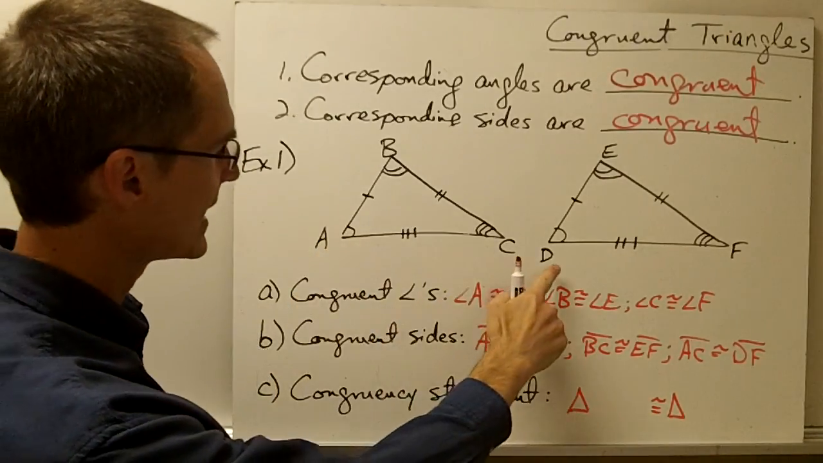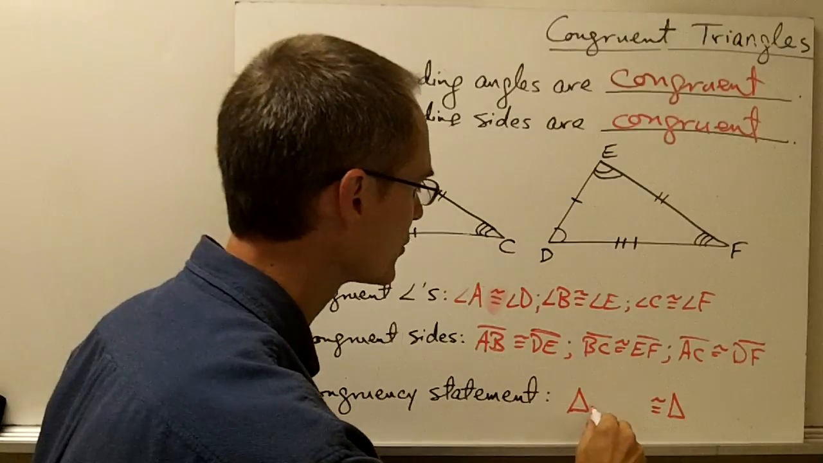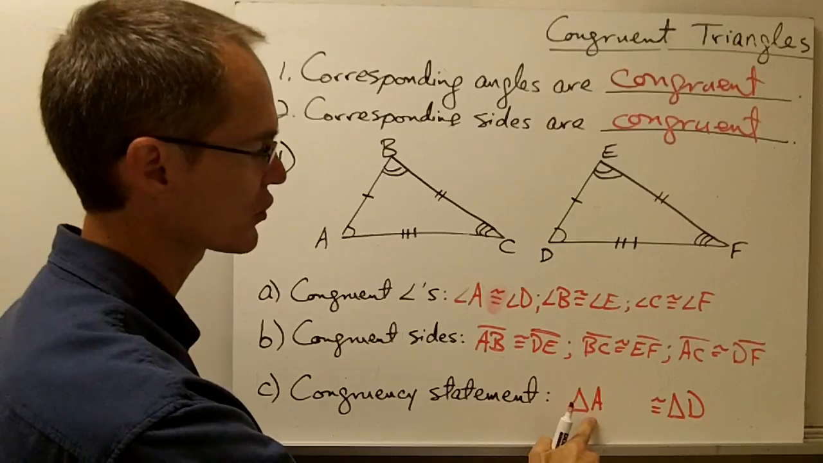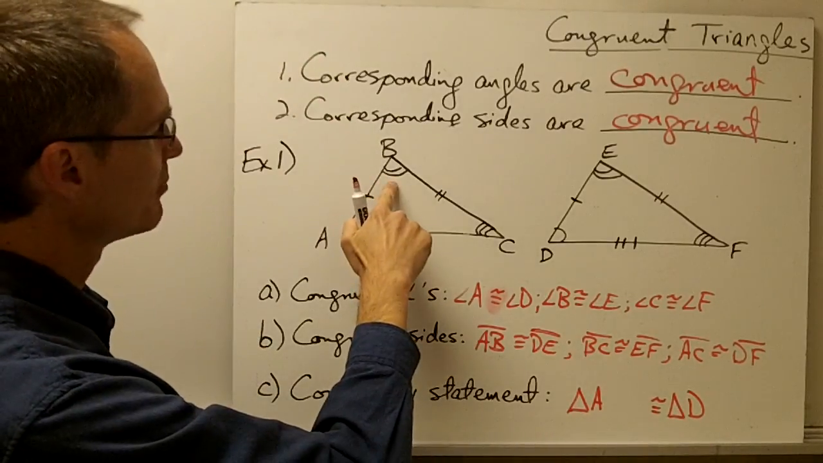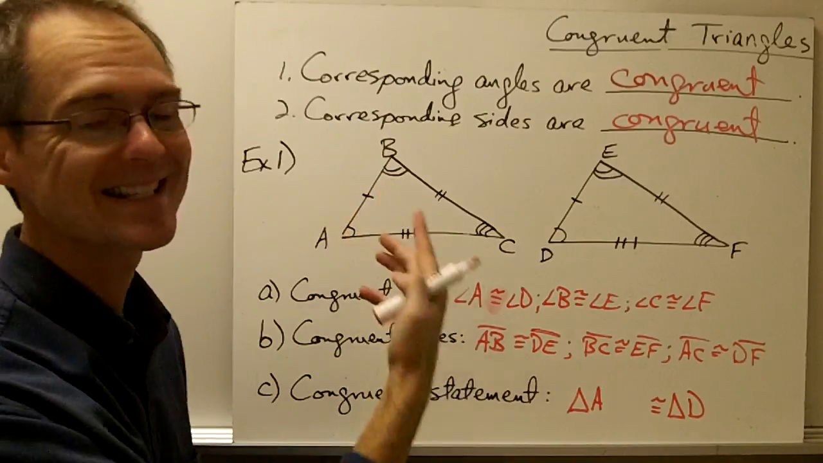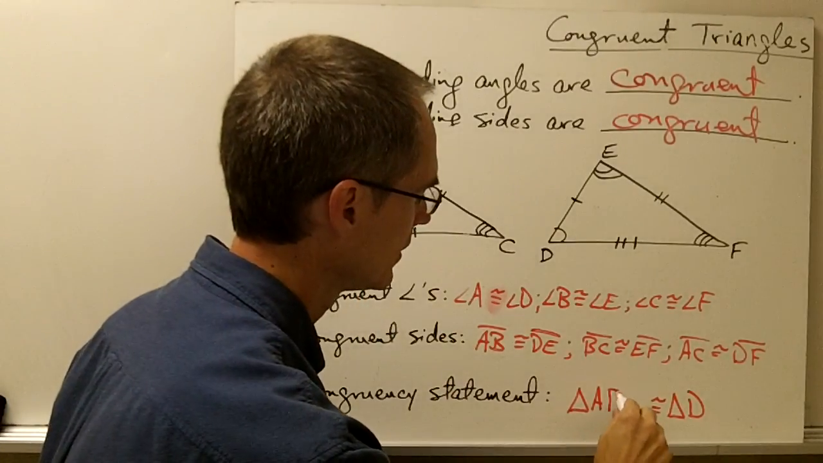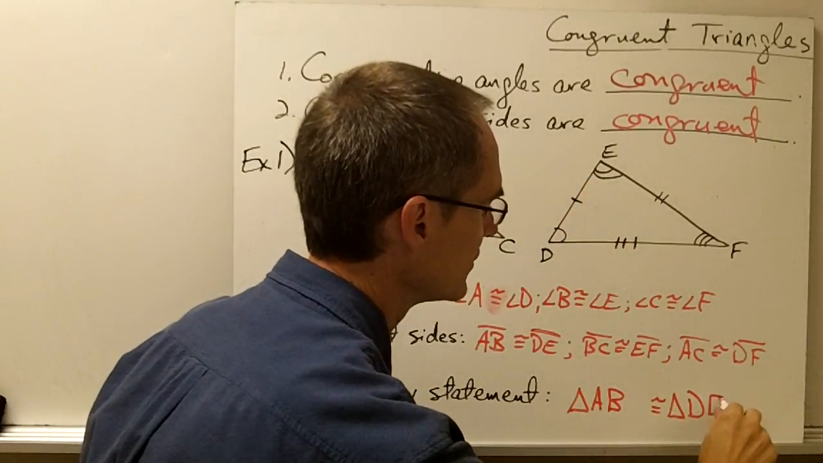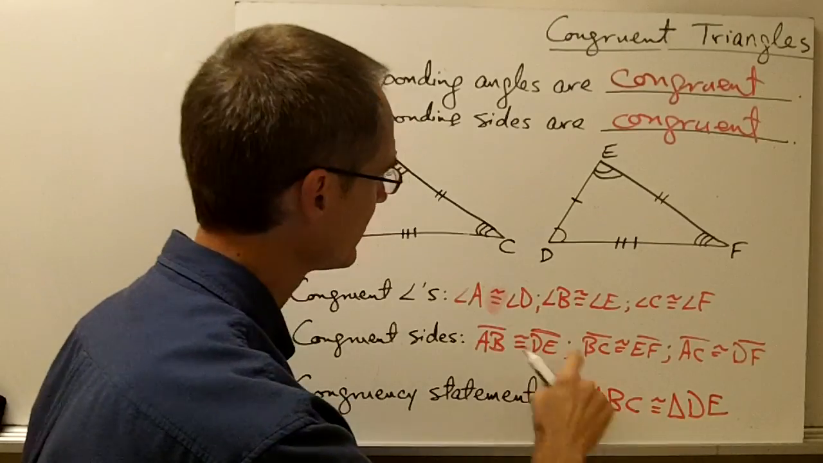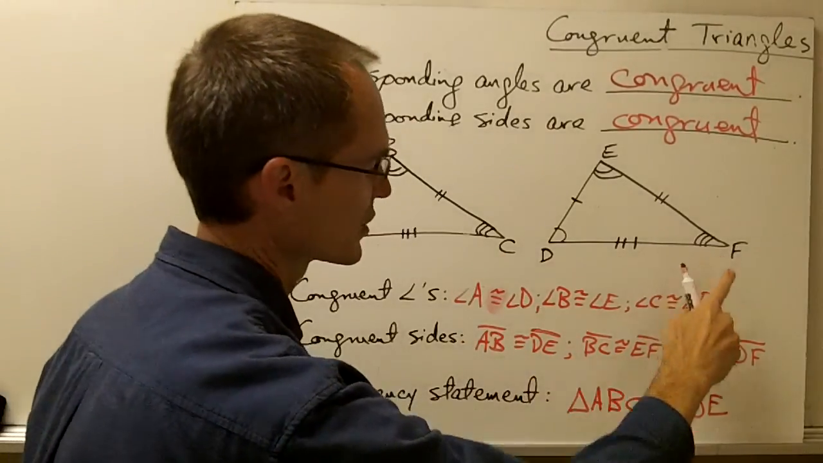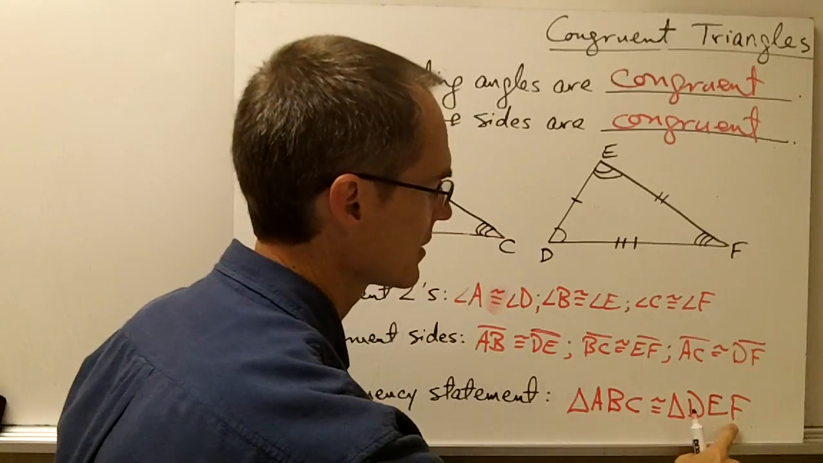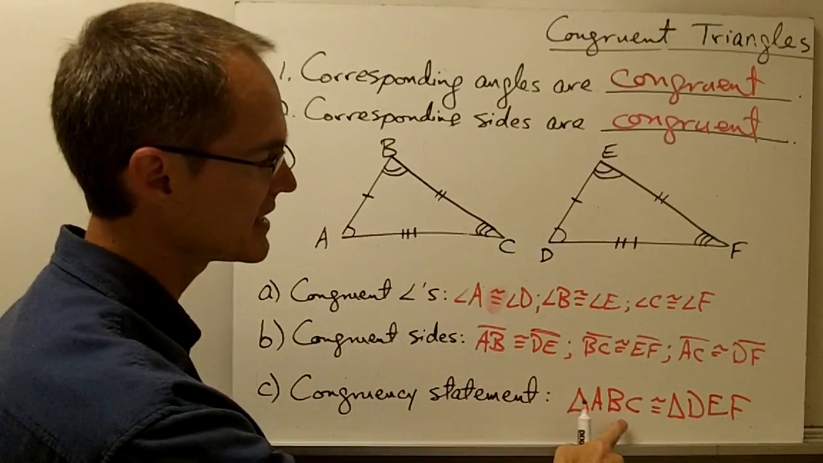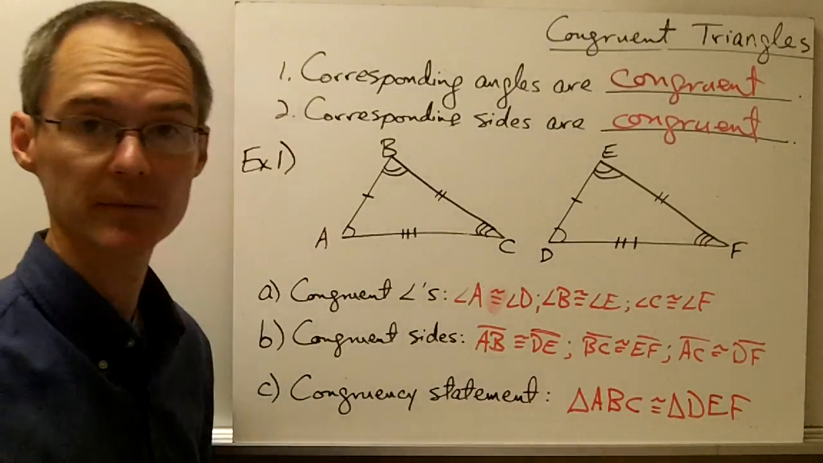So if A and D are corresponding angles, you want to make sure that they both go in the same position in the congruency statement. So if A goes first in this triangle, D has to go first in this triangle. If B goes second in this triangle, then its corresponding angle, angle E, needs to go second in this triangle. And if C goes last in this triangle, then its corresponding angle, F, has to go last in this triangle. So the congruency statement for these two triangles just says triangle ABC is congruent to triangle DEF.